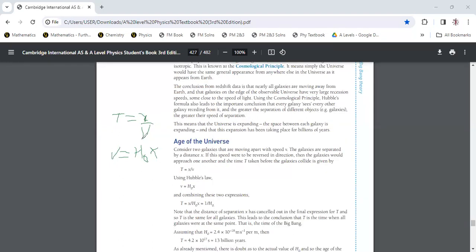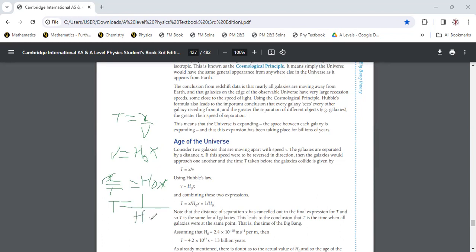We know that v is equal to H times x, and speed is also equal to x over t. So if you notice, these values can cancel each other out, and we actually get our age of the universe to be 1 over the Hubble's constant.